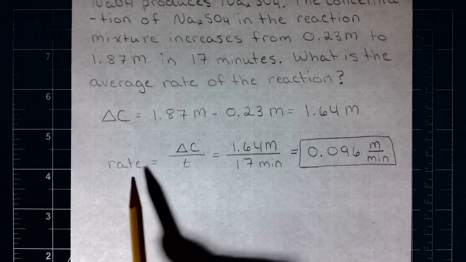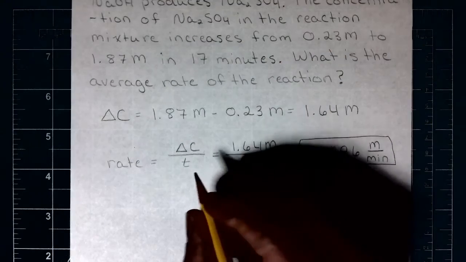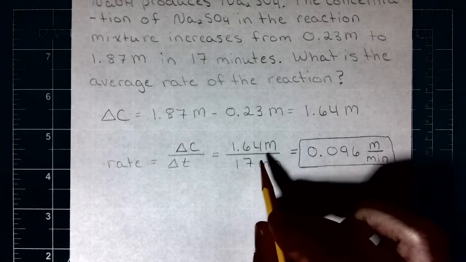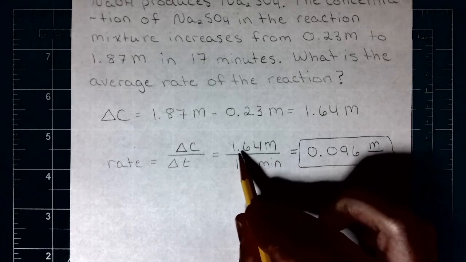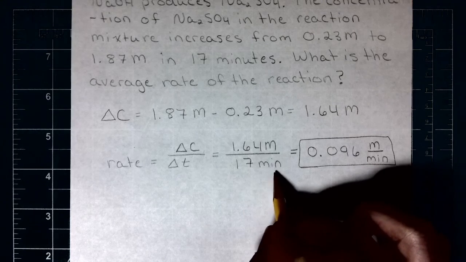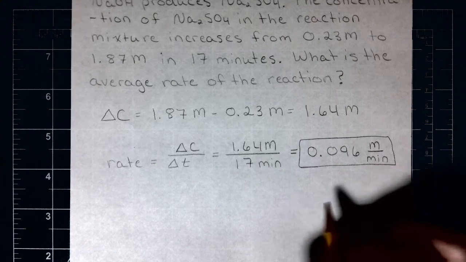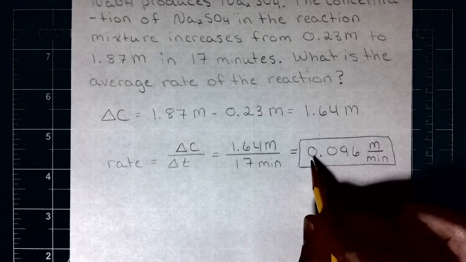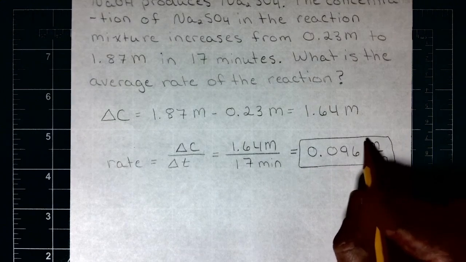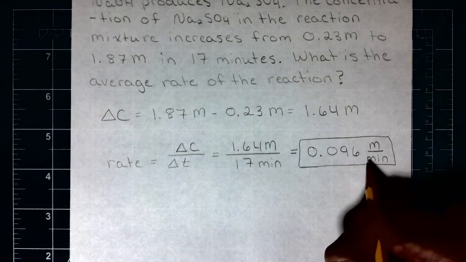The rate is going to equal the change in concentration over the change in time that it occurred. And we can calculate that by taking our 1.64 molar and dividing it by the 17 minutes that it took for that change. And we get that our rate is 0.096 molar per minute.